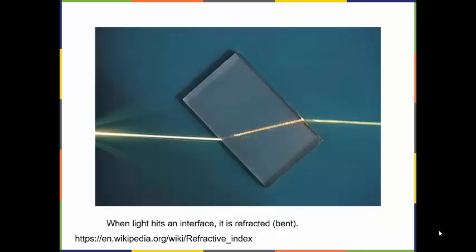Here we see light traveling through a chunk of plastic, and when the light hits the interface between the air and the plastic, it bends, because in the air it was moving very fast, and in the plastic it moves slower. Then as it leaves the plastic, it bends back again, because it was moving at a slow speed and is now moving at a fast speed.